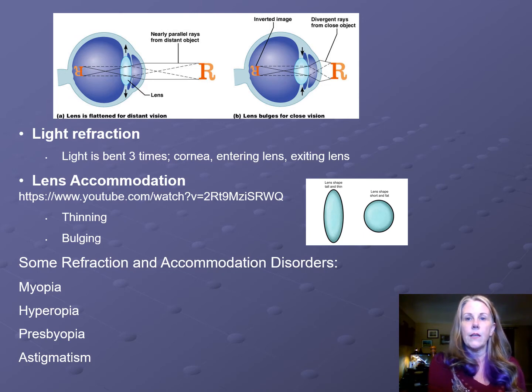Now, we don't perceive it as upside down and backwards. That flipping actually occurs in your brain, which is pretty neat that your brain does that for you.